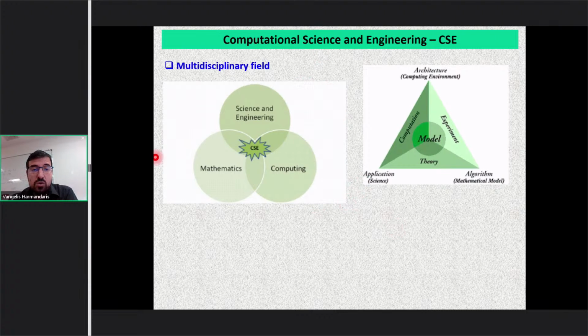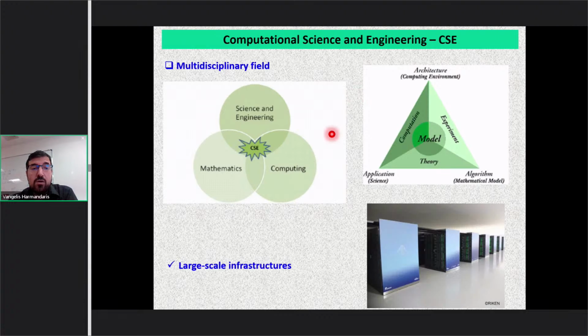But in order to discuss computational science and engineering, we don't need only that, we need also the machine. So these are coupled together with large-scale computational infrastructure, and the photograph that we see here, if I'm not wrong, is from the currently fastest supercomputer, which I think is named Fugaku, from Japan. And of course, these rankings change every few months, but this is currently the fastest supercomputer.